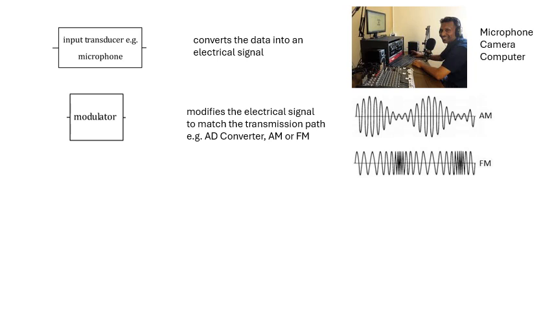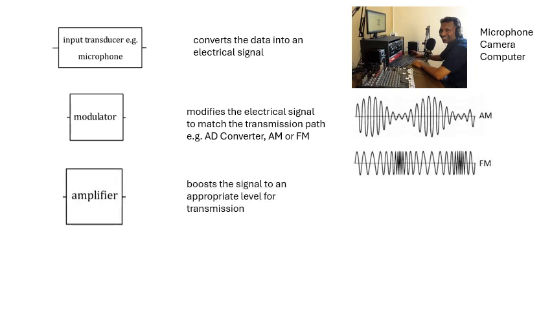The modulator. To modulate means to change, to do stuff to it. It modifies the electrical signal to match the transmission path. It may be an A to D converter, analog to digital converter. If it's AM or FM, which we're going to talk about in another video, there's various stuff you need to do to the signal. I'll talk a bit more about modulation in a bit.